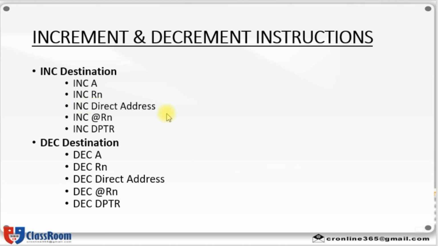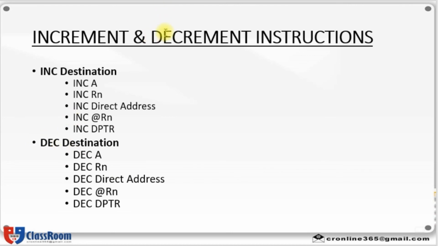Then INC direct address, INC 40H. That means increment the contents of this 40H address location by 1. Then INC @Rn: increment the contents of the address found in register Rn by 1. Then INC DPTR: increment the contents of the data pointer by 1. So for incrementing instructions, we are using the instruction INC destination. Then for decrementing, we are using the command DEC.